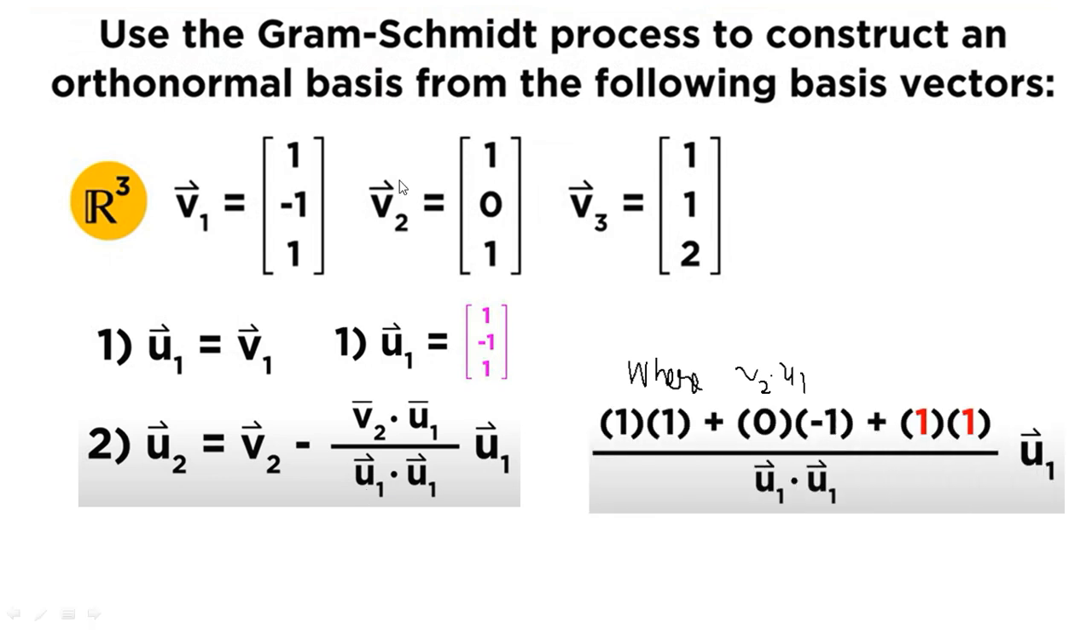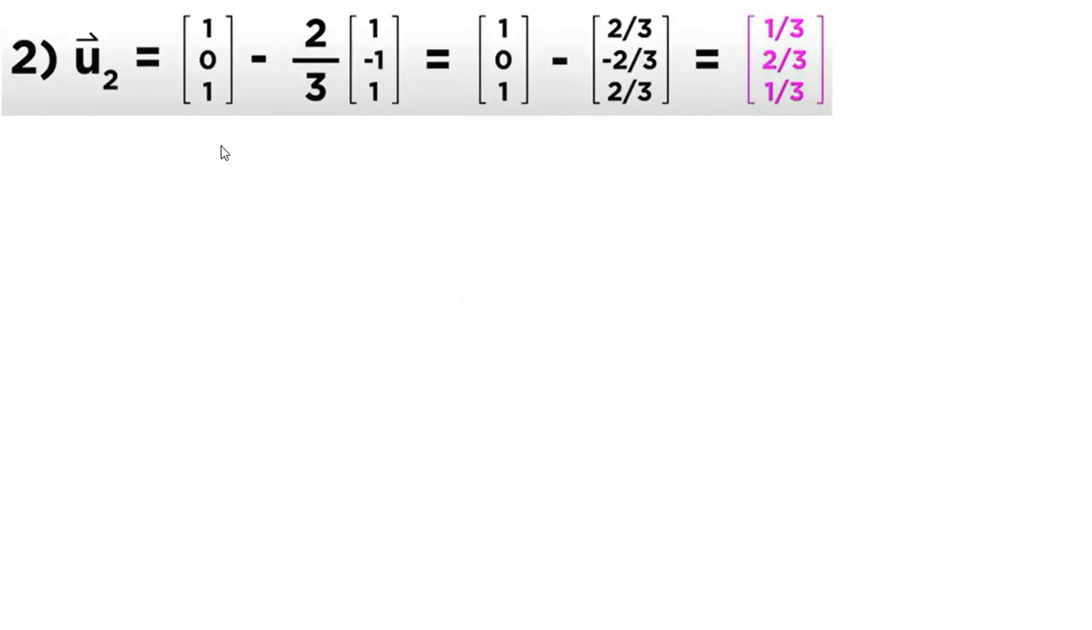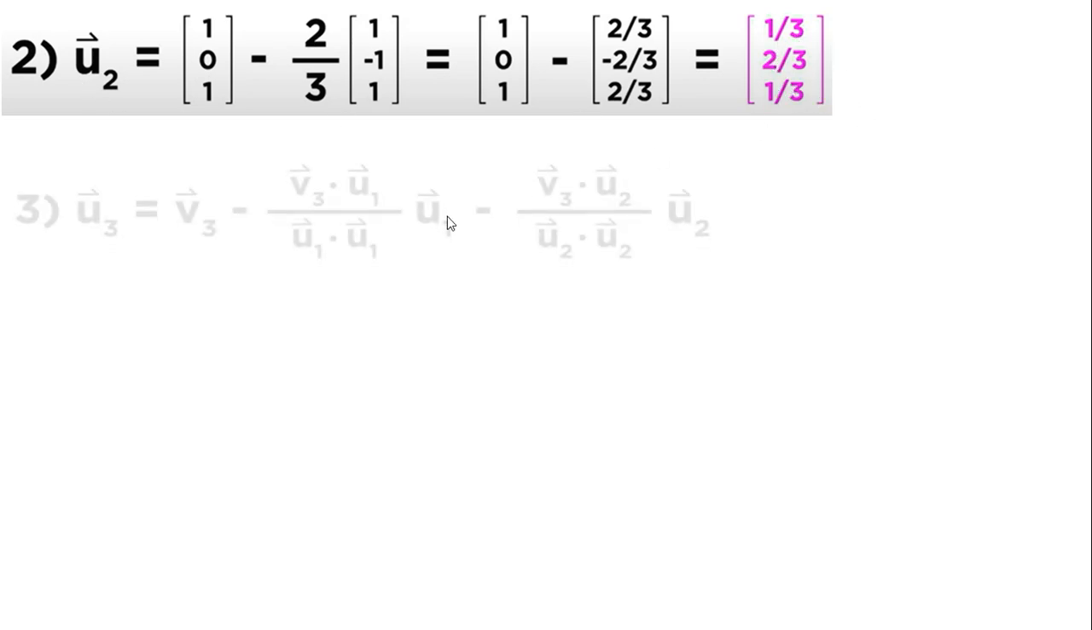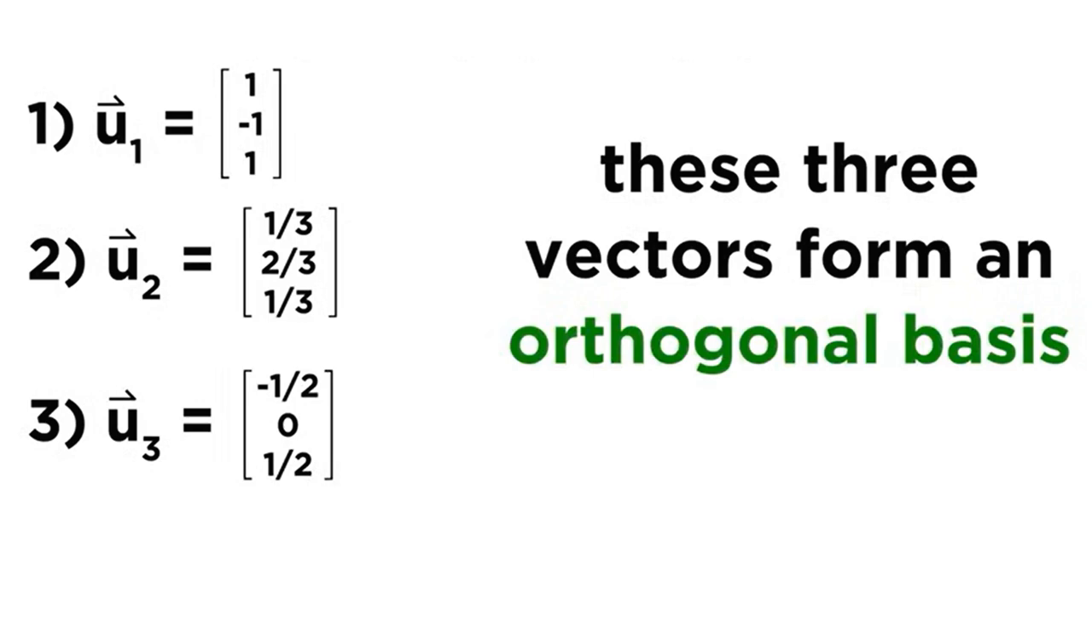So let us construct. v2 is 1, 0, 1 and u1 is 1, minus 1, 1. So 1 into 1 plus 0 into minus 1 plus 1 into 1, that is 2. Then the dot product of u1 with u1 is 1 into 1 plus minus 1 into minus 1 plus 1 into 1, total 3. So 2 by 3 multiplied by u1, that is 1, minus 1, 1, and you subtract this from 1, 0, 1. In this way you find the second element, u2 equals 1 by 3, 2 by 3, 1 by 3. Like that you find the third element, minus 1 by 2, 0, 1 by 2. This is the way we convert a given set of non-orthogonal vectors to orthogonal vectors.